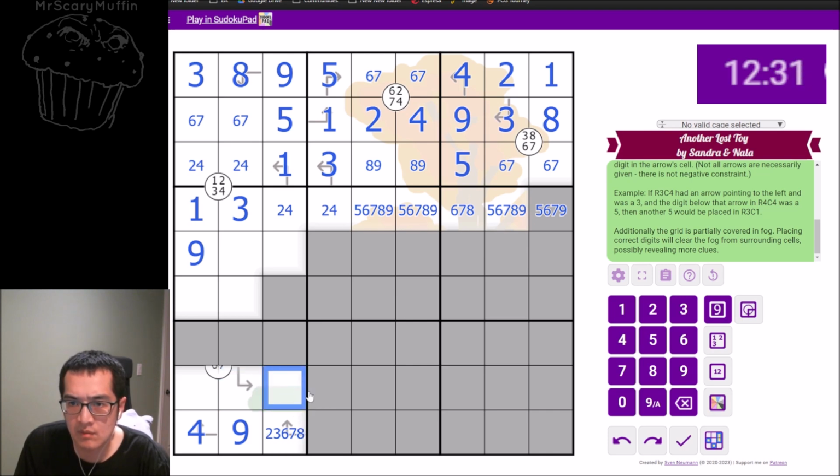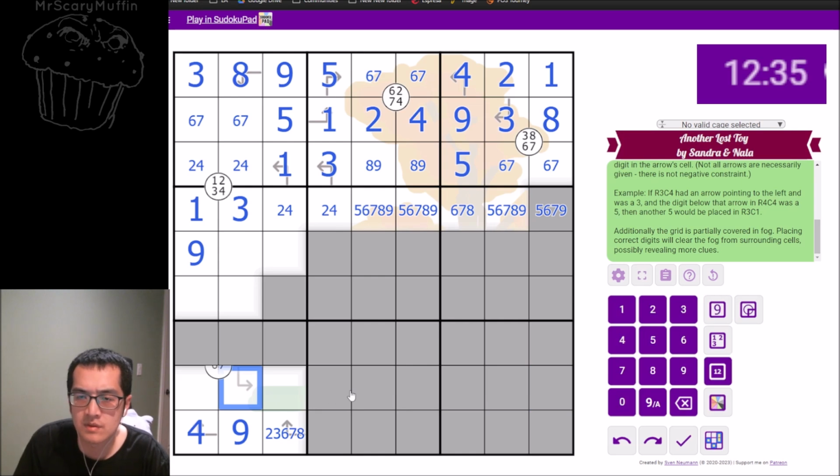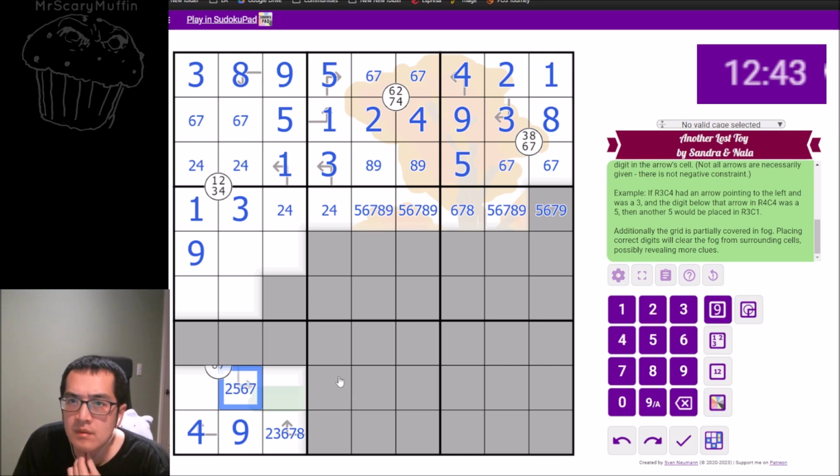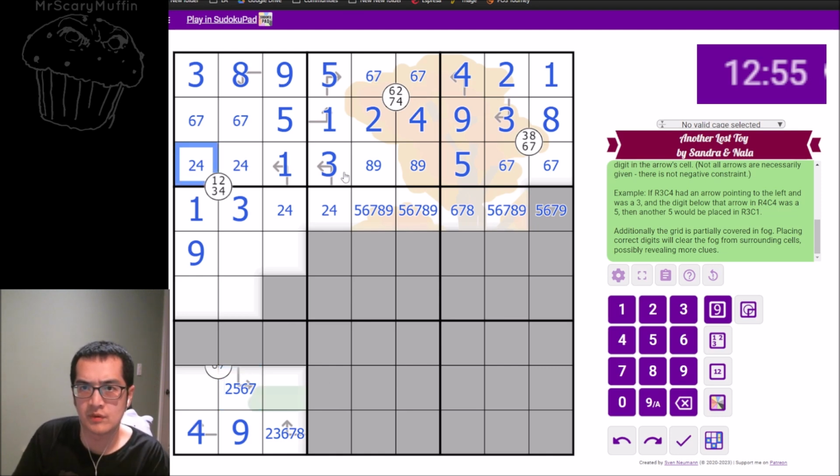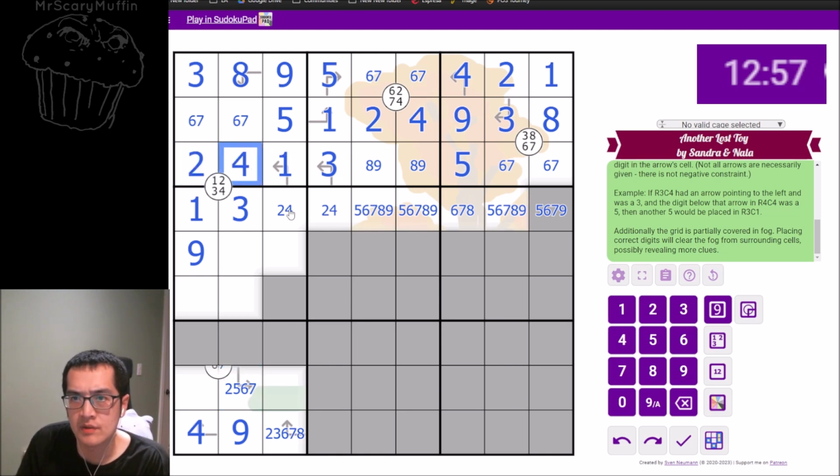This one can be 1, 2, 3, 4, 5, 6, 7. So can't be 1. It'll be in the same box. So 2, 3, 4, 5, 6, 7. That's it. Okay. The 4 is looking up here, and now we know what these are. This is a 4. It's a 2.